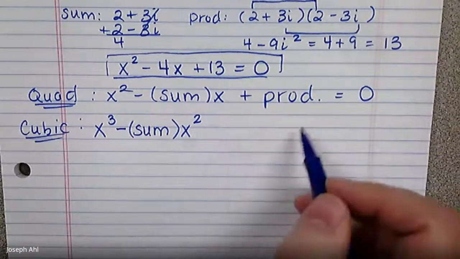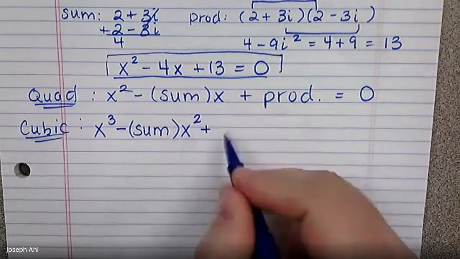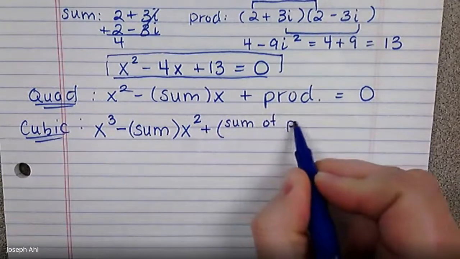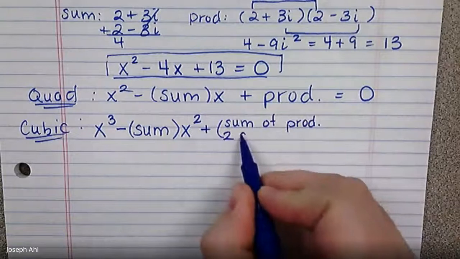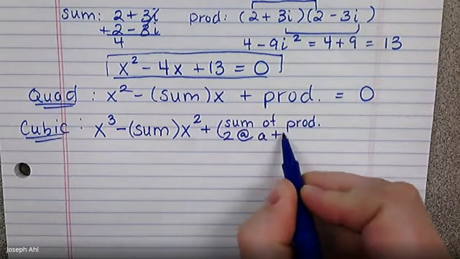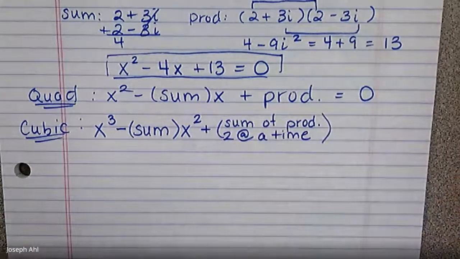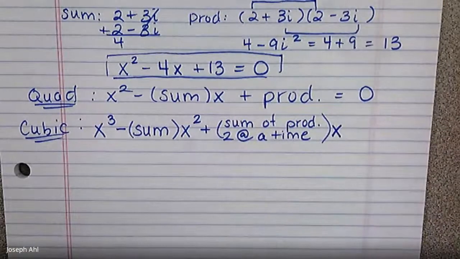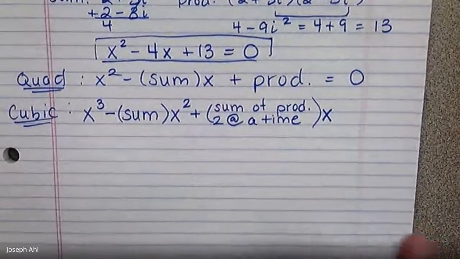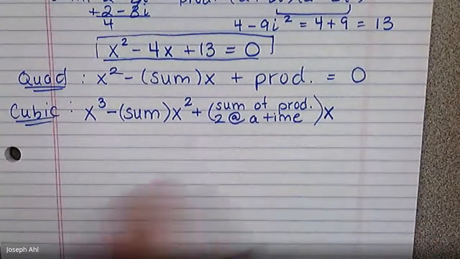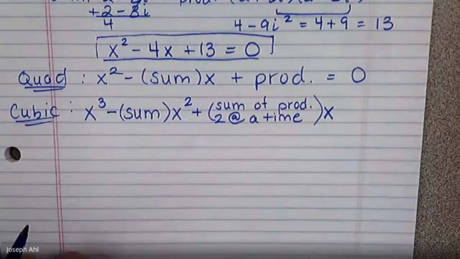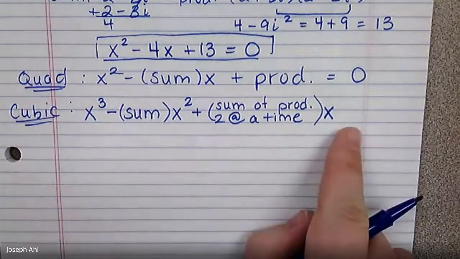So what goes as the coefficient of x is you're going to write plus the sum of the products 2 at a time. And that's a really lengthy name for this coefficient of x. And I think even just reading it sounds a little bit confusing. But when we get into practice with given roots, we'll make some sense of finding the sum of the products 2 at a time. And like I said, the product will go at the end.